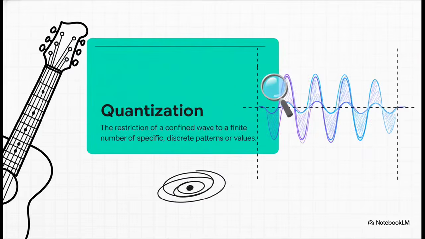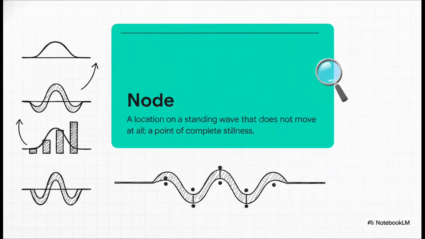And that confinement is the absolute key. Only a handful of wave patterns can fit perfectly between those two points, creating these distinct, separate values. This is quantization. It's the reason a guitar string plays clear, specific notes instead of just a smear of random noise. A really crucial feature of these standing waves is something called a node. It's a point of complete stillness that doesn't move at all. The simplest wave has no nodes between the endpoints. The next one up has one, the next has two, and so on. And the number of nodes is directly tied to the energy of the wave. More nodes means higher energy.